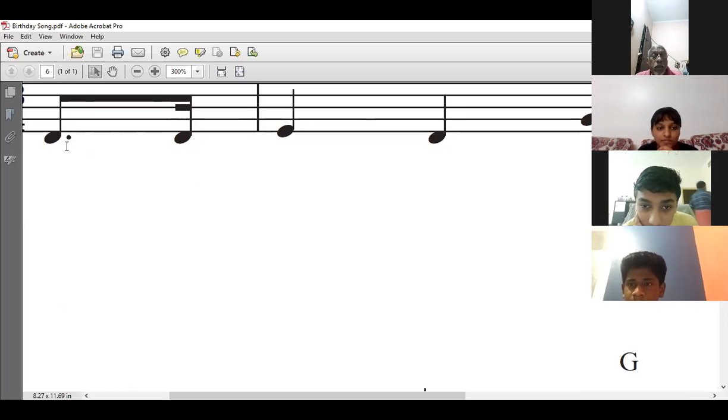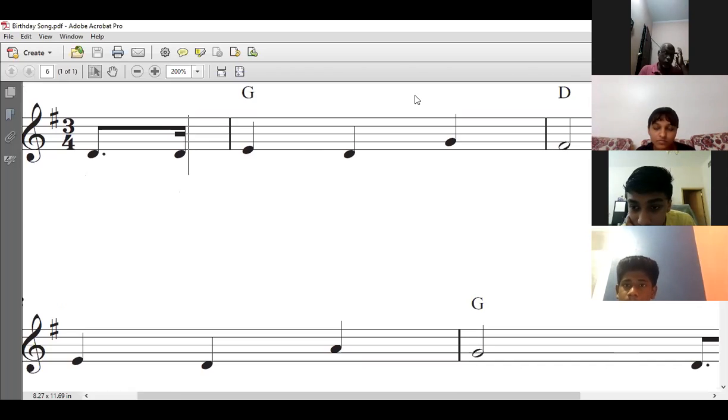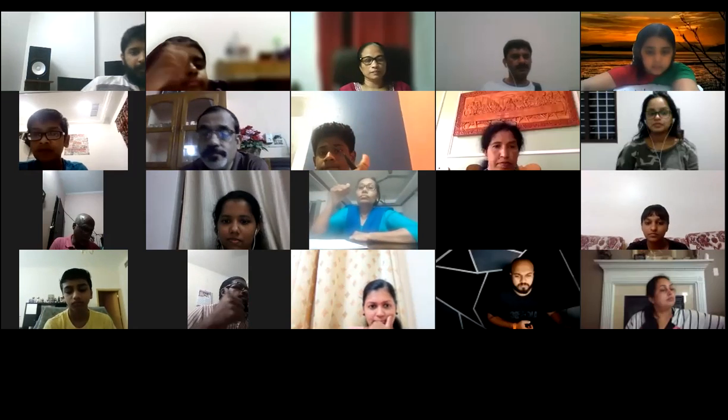Here this is 3 by 4. This is 1 by 4. That is why there are 2 beams, because this is not half, this is 1 by 4. Okay, I hope you're clear. If you're clear, put the thumbs button. Yeah, you can show me thumbs.